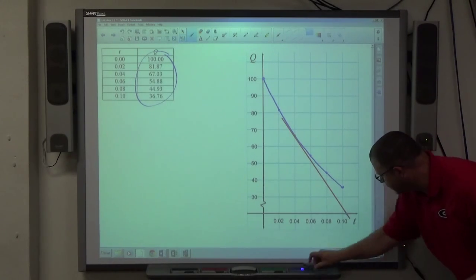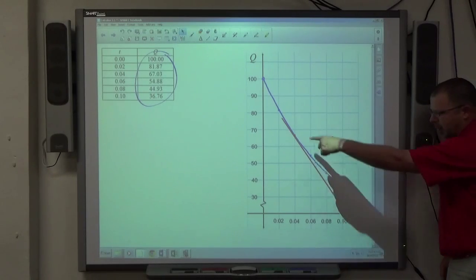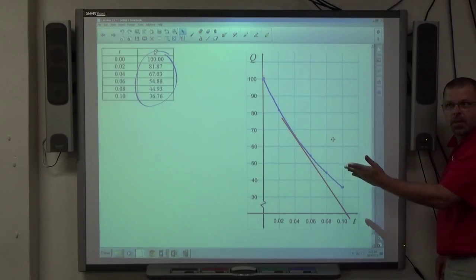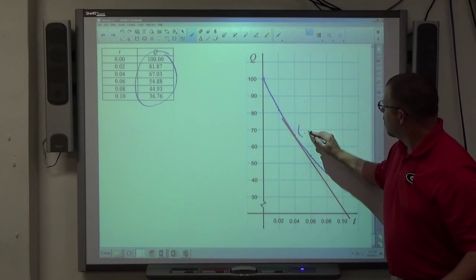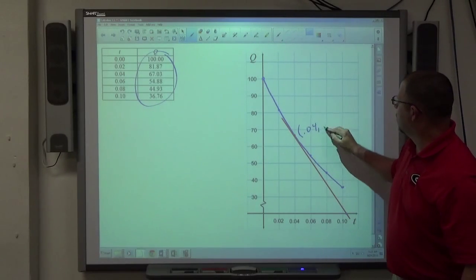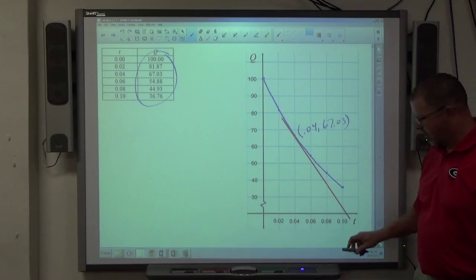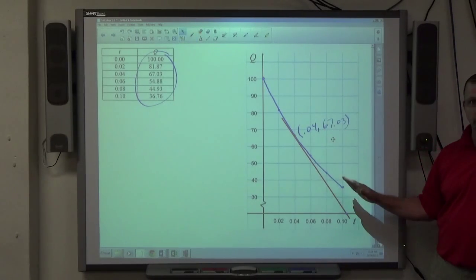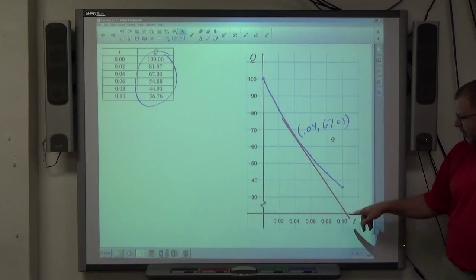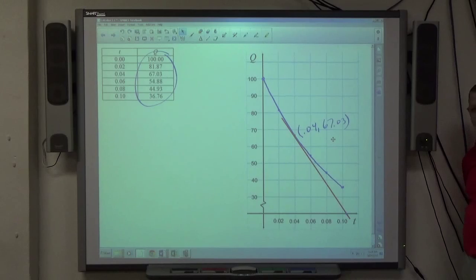Because it's not close to t. Well, we have to pick a point on this line because this line's tangent, right? So I've got my point here, which is 0.04 comma 67.03. I've drawn this nice line here on my curve, right? That looks tangent. And this is another point on the curve, about 0.108 comma 0. And I'm asking, why is that a bad point to use? There's an actual reason why 0.108 comma 0 is really, really bad to use.